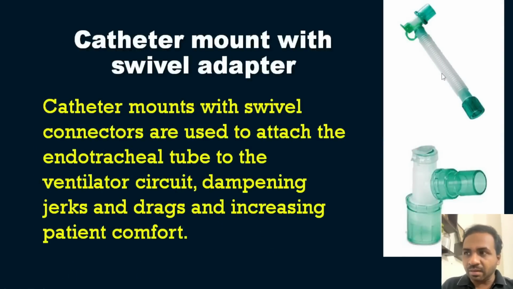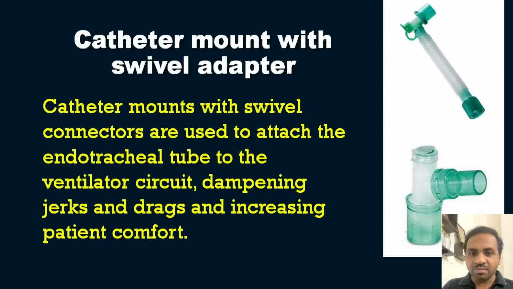Next is the catheter mount. We can see a catheter mount with the swivel adapter here. This is the catheter mount, and the tip you can see is the swivel adapter. Catheter mounts with swivel connectors are used to attach the endotracheal tube to the ventilator circuit. They dampen the jerks and drags, increasing the patient's comfort. Don't be confused between the catheter mount and the tip, the swivel adapter. The HME filter and the water trap in the circuit I have already explained. I think that was very useful for you.